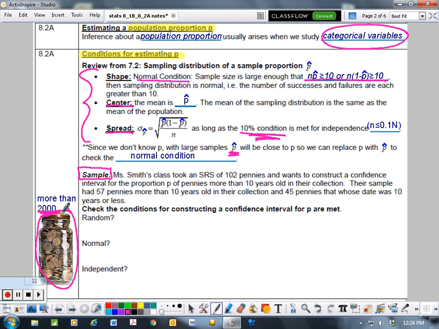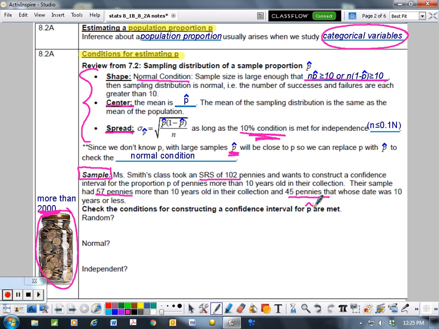So what they did is they took a simple random sample of 102 pennies from the jar, and they're going to count how many in there are actually older than 10 years. Their sample ends up having 57 pennies more than 10 years old in the collection and 45 pennies whose date was less than 10 years old. Check the conditions for constructing a confidence interval for p hat are met.